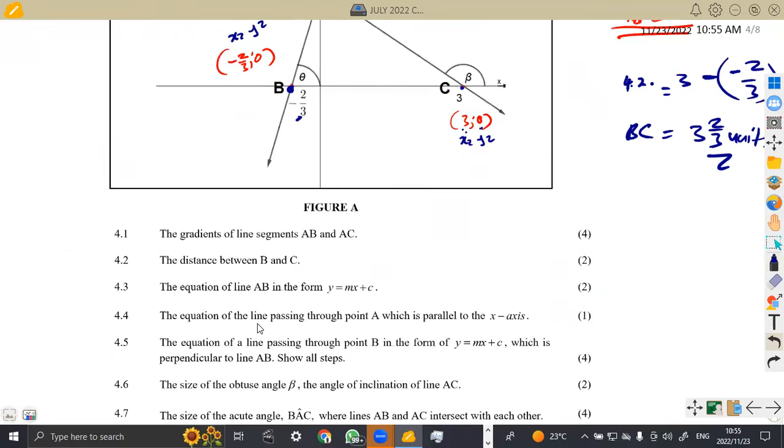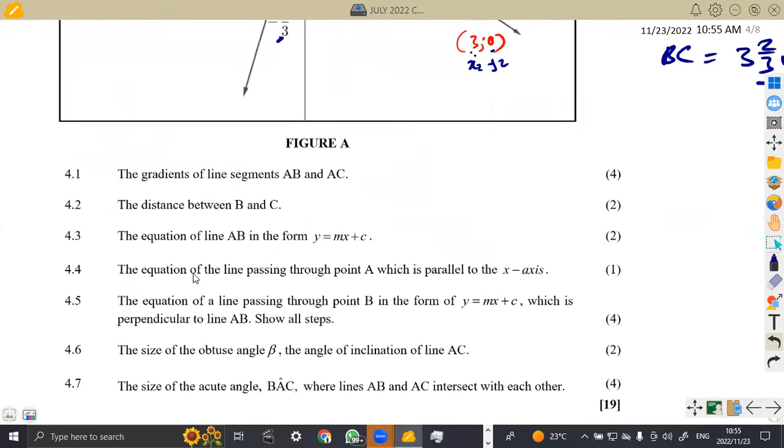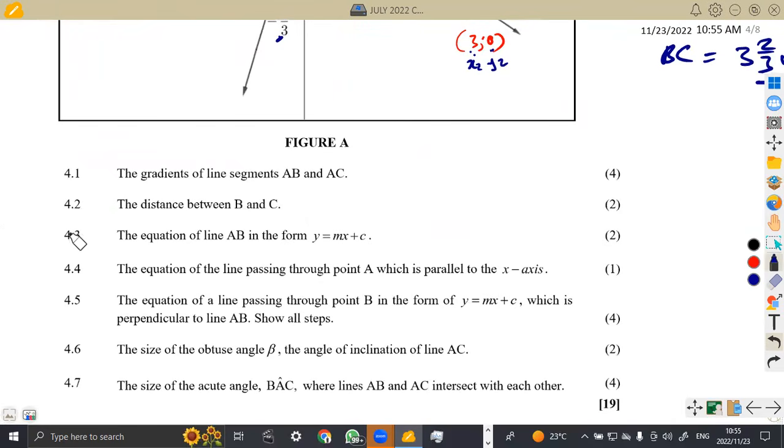Okay, let's see the other part, which is 4.3. On 4.3, we need to find the equation of line AB in the format y is equal to mx plus c. Remember, previously we got the gradient of AB.